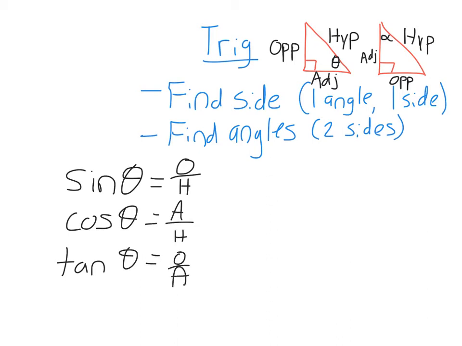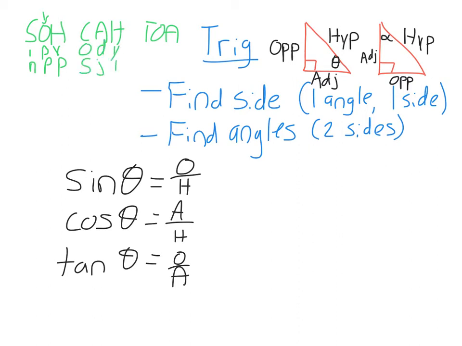The way I usually remember this is SOHCAHTOA. It's really important that you remember this. It tells you when to use each one. The S stands for sine, and you use it when you have opposite and hypotenuse. It's opposite over hypotenuse. Because opposite is written first, I know it goes on top of the fraction. Then the CAH part, C for cos, adjacent over hypotenuse, and TOA, tan is opposite over adjacent.